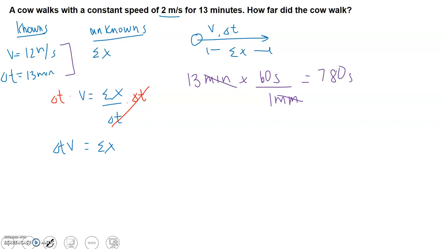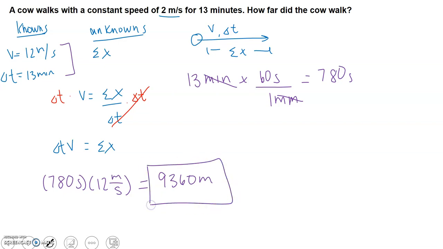So now we're ready to use our rearranged equation. So for time, we'll put in that 780 seconds. For speed, 12 meters per second. And that brings us to 9,360 meters. Seems like a reasonable amount of meters for that amount of time. So we can box our answer.